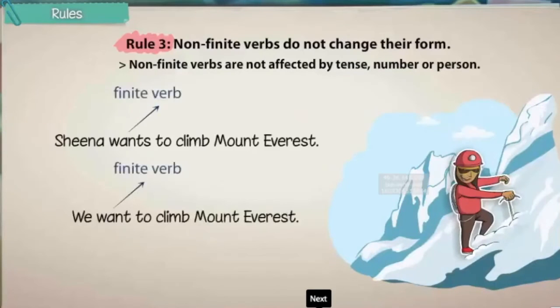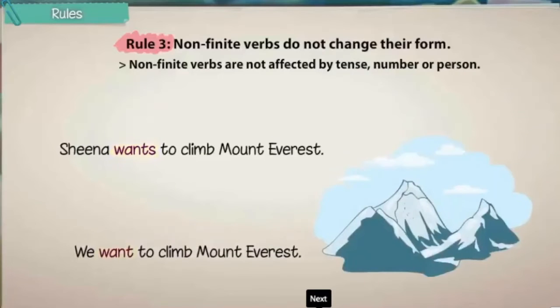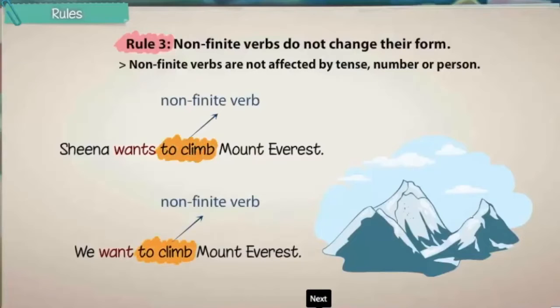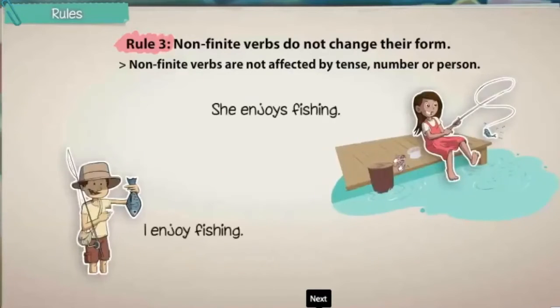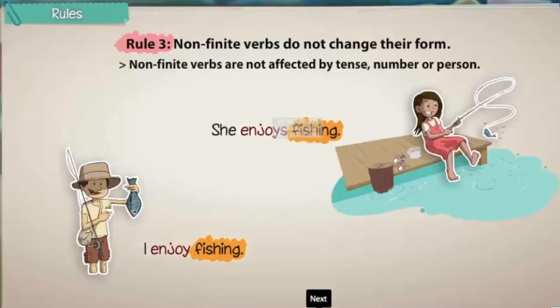Sheena wants to climb Mount Everest. Wants is a finite verb. We want to climb Mount Everest. So want is a finite verb. To climb is a non-finite verb. She enjoys fishing. I enjoy fishing. Fishing is a non-finite verb. She is third person. I is first person.